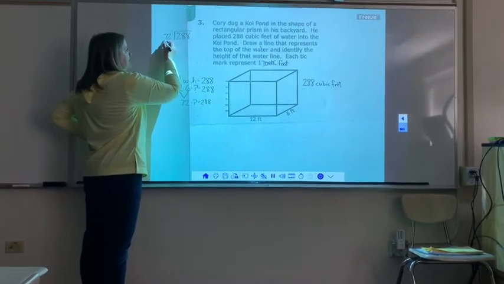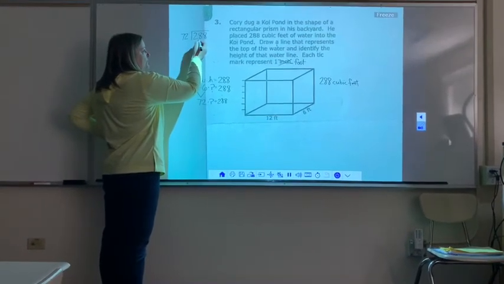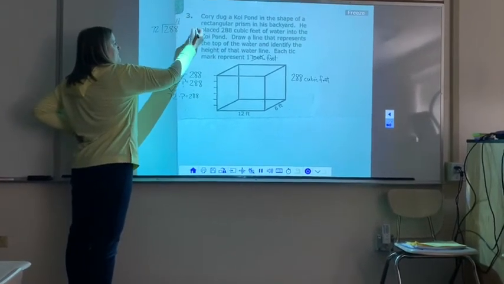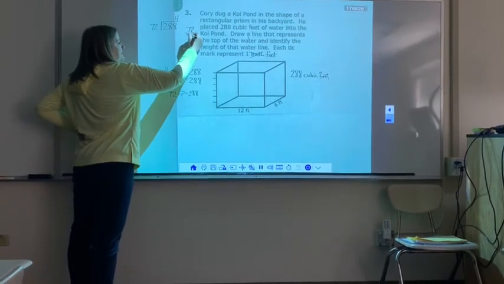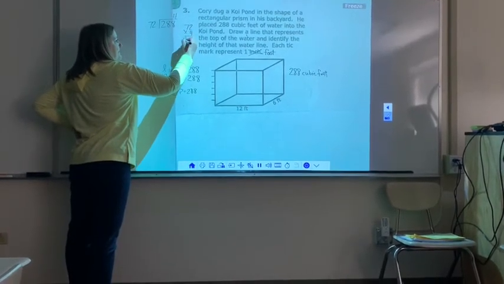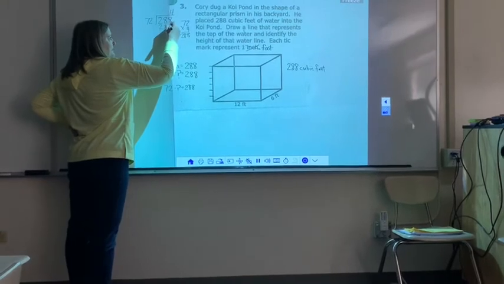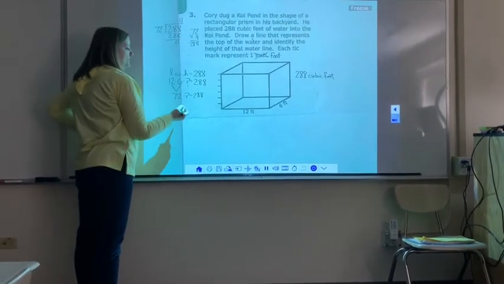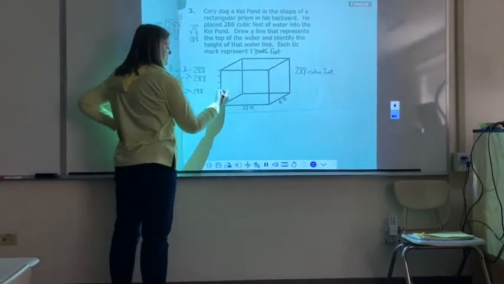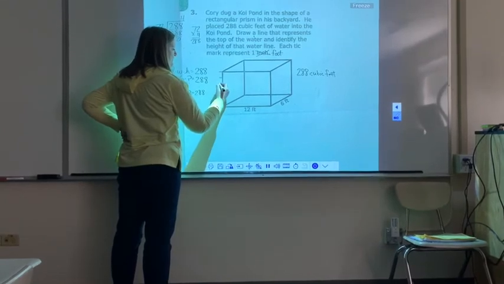I know that 7 goes into 28 4 times, so I'm thinking that's probably 4. Let's come over here and check it and see. And that is exactly 288. And so it can go in up to 4 feet. So 1, 2, 3, 4.